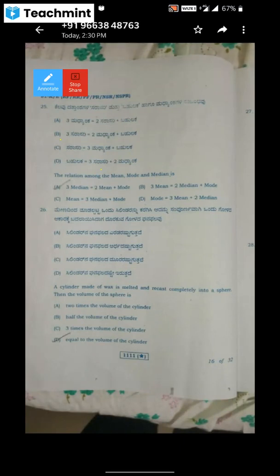A cylinder made of wax is melted and recast completely into a sphere. The word they have used is completely, so there is no confusion at all. Completely into a sphere, then the volume of the sphere is same as the volume of the cylinder. So it is clear that option D, equal to the volume of the cylinder, is the right answer.